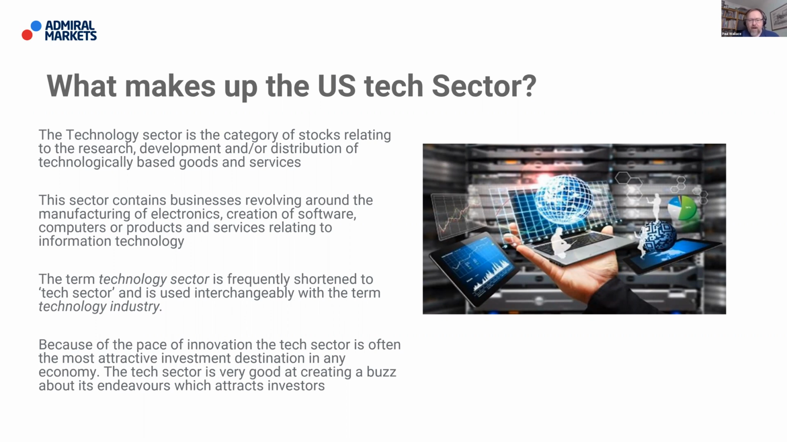And because of that pace and because of the growth opportunities, that attracts huge amounts of investors and investment capital who are looking to take advantage of that. And because that happens, that creates opportunities for traders, regardless of your particular timescale or background.